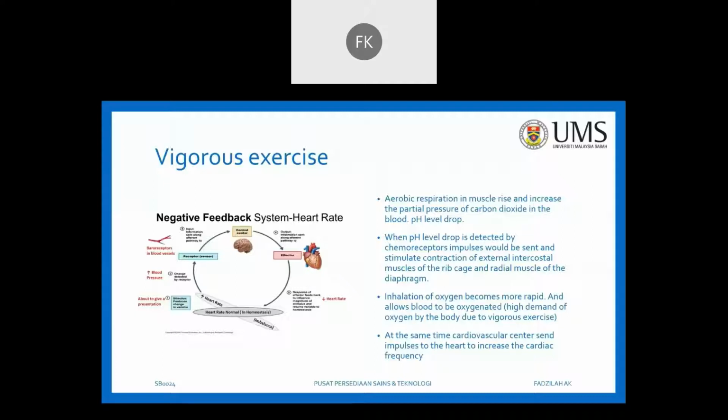At the same time, the cardiovascular center sends impulses to the heart to increase the cardiac frequency because you need to pump more blood. You cannot do gas exchange without your blood. So how do you activate more blood flow inside your body when you need more oxygen for your muscle during sport activity? Your cardiovascular center should send impulses to the heart so you can pump more blood and more oxygen to your active muscle.